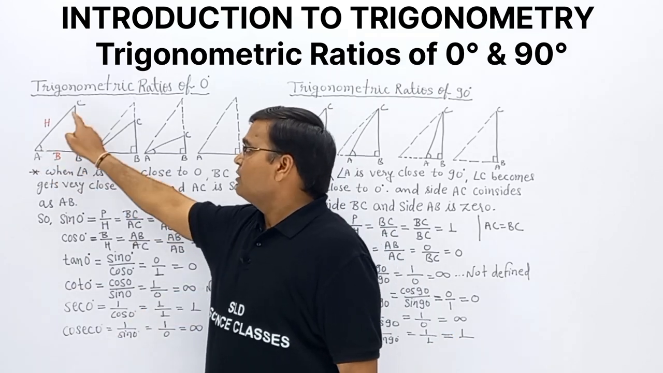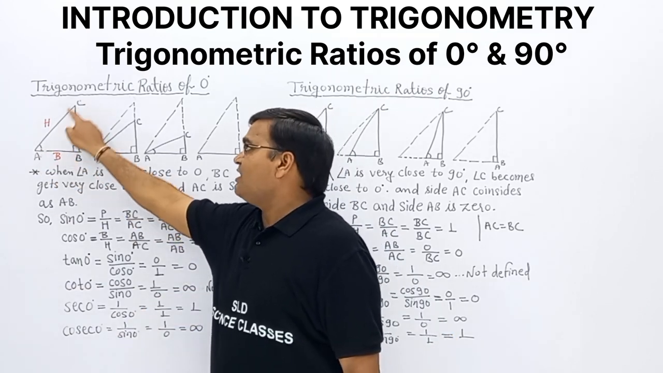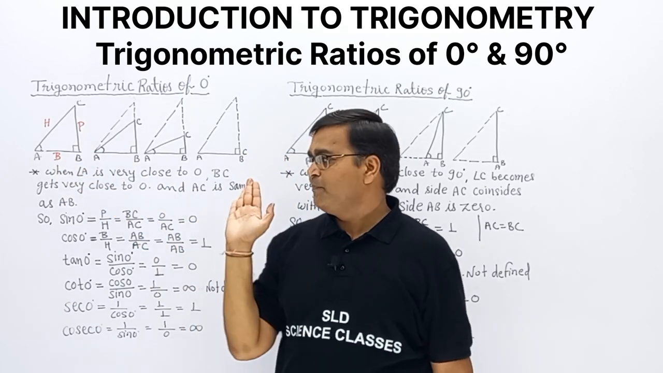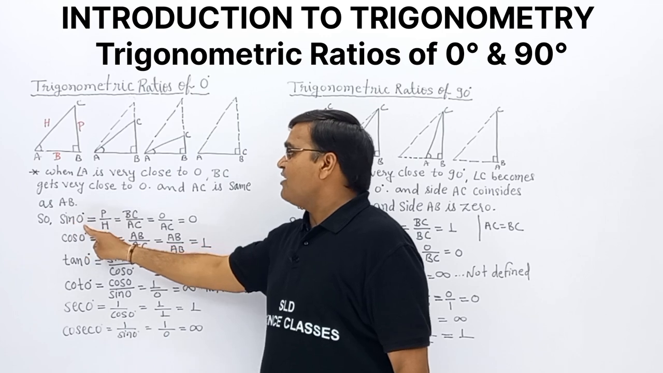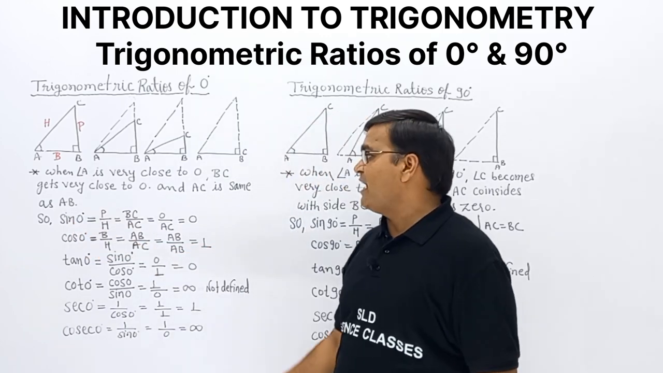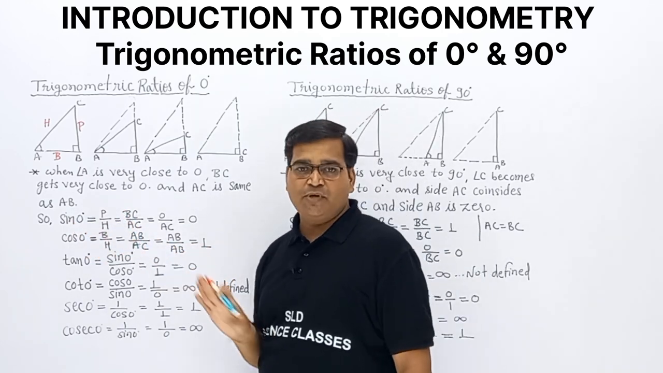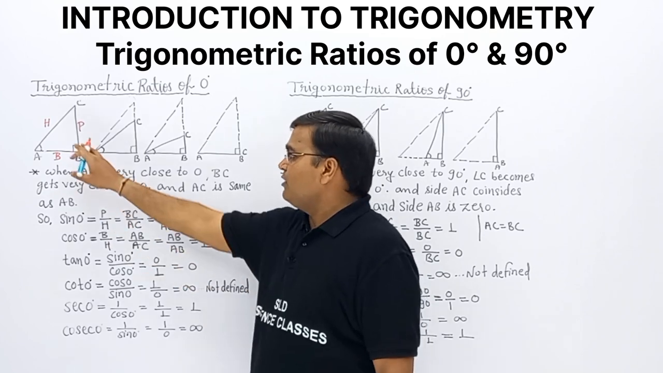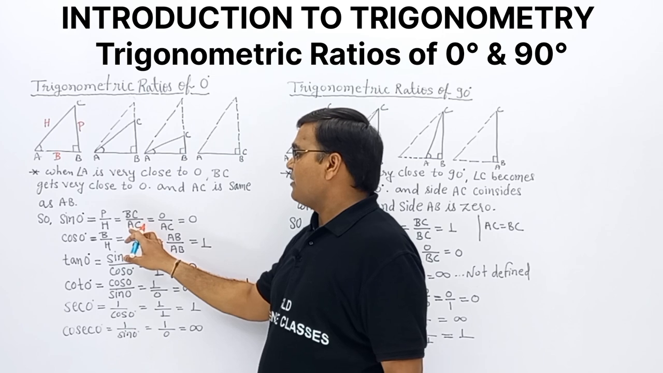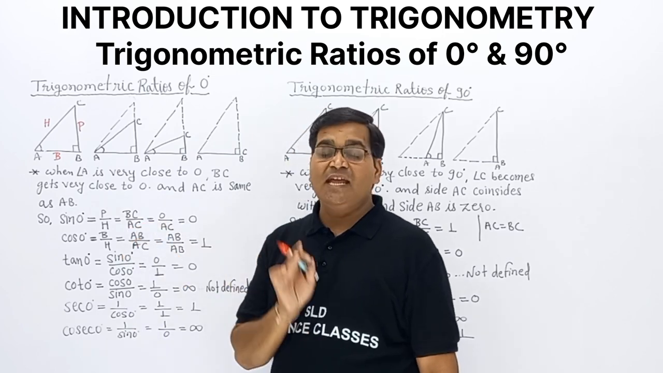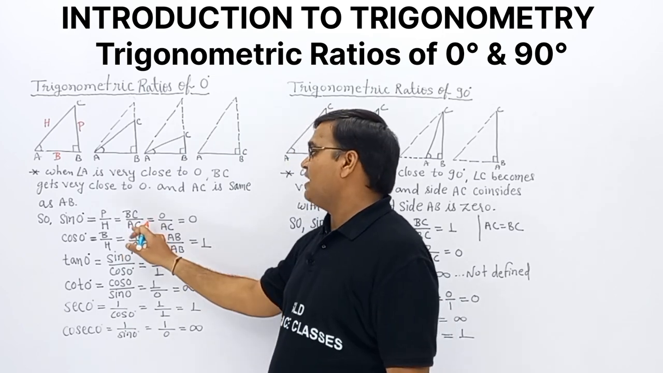When angle A is 0, BC will be 0 and AC will be equal to AB. Then we can easily say sine theta. We want sine 0. Sine theta is what? Perpendicular upon hypotenuse. Clear? In this triangle, what is the perpendicular? BC is the perpendicular. What is the hypotenuse? AC is the hypotenuse, when A is an acute angle.